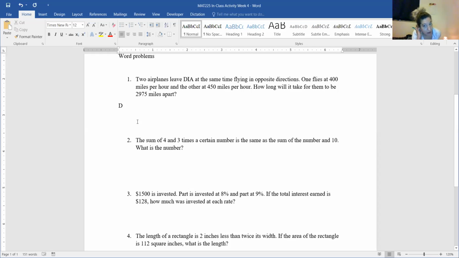Mike, can you help us think this one out? We need to find out what the formula would be. Do we use the distance formula? Because we need to know the distance between them, which is D equals RT, right? Yep. Would we use that formula, Mike? Absolutely. Yeah.